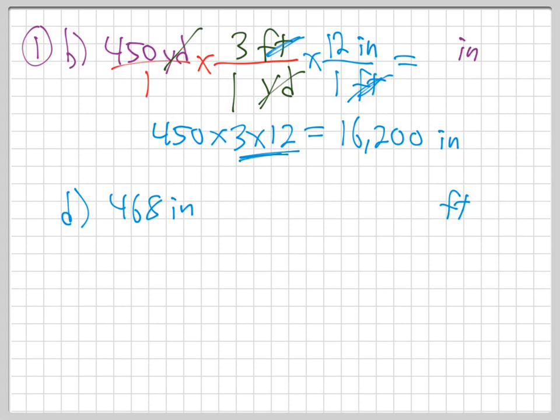So you know the deal. Put it over 1, make it look like a fraction. And you know, first thing, inches have to go on the bottom, don't they? Because you want inches to cancel. So inches go on the bottom. We're motivated by what we want to cancel out.